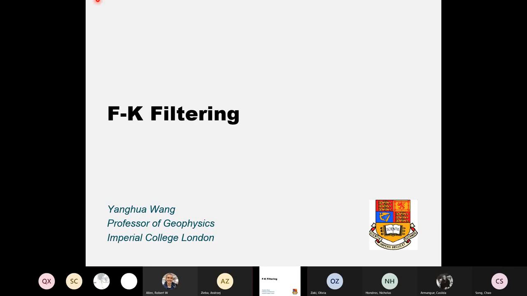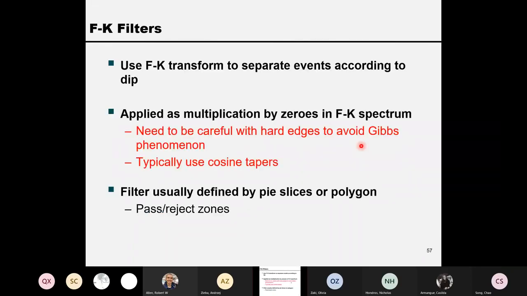The processing in the FK domain, we simply call it FK filtering. So FK filters, we transform time-space domain events into the FK domain so that we can separate the different events based on the dipping angle, right? So this is a cost of dipping. Dip is how many seconds per trace, or per data X.